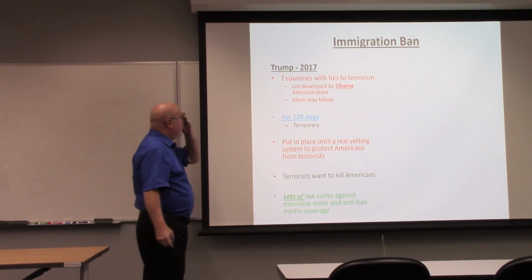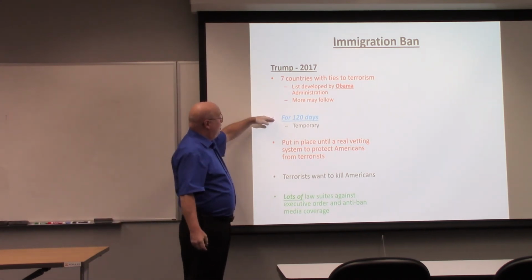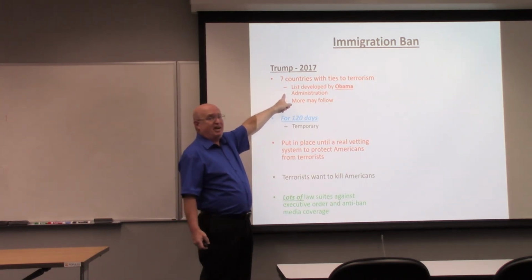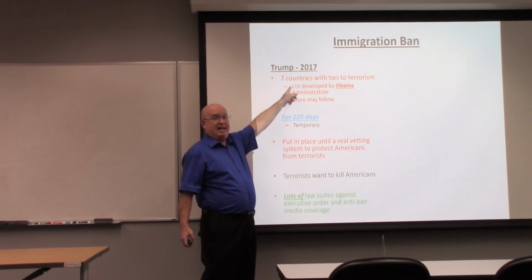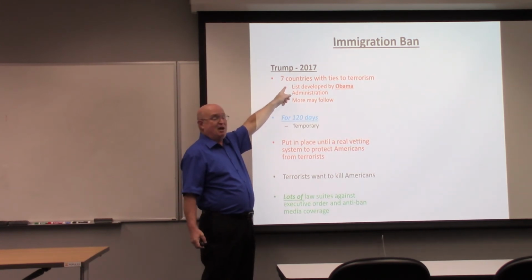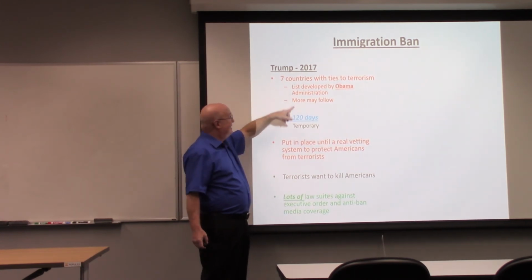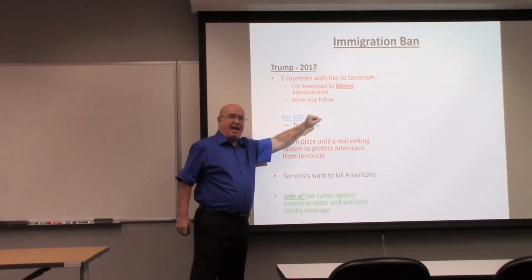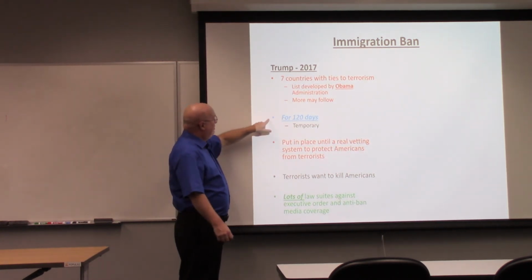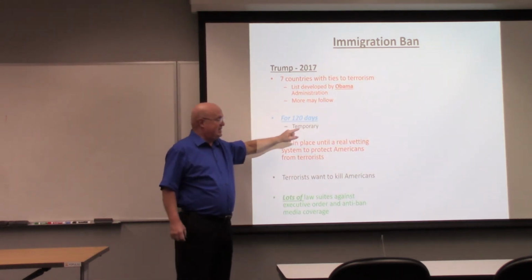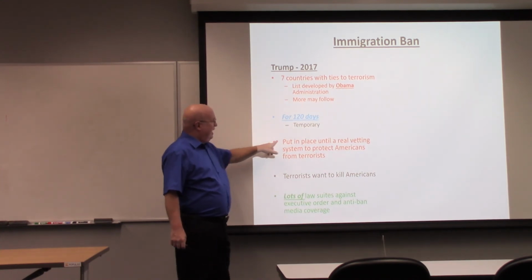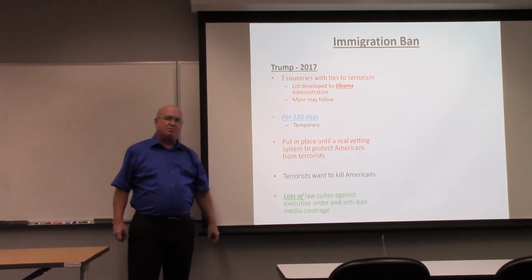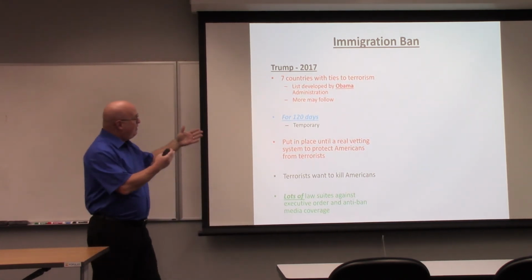Okay? Yeah, it was for 120 days. Oh, by the way, those 7 countries, that was a list from the Obama administration. In other words, they were going to go ahead and say, maybe we should do this. So that was President Obama's list. And President Trump said, fine, we'll put it into play, and we may add to it, which we never did. It was for 120 days, which meant it was only temporary. Right? And the key was we're going to put it into place until there is a real vetting system to protect Americans from terrorists.